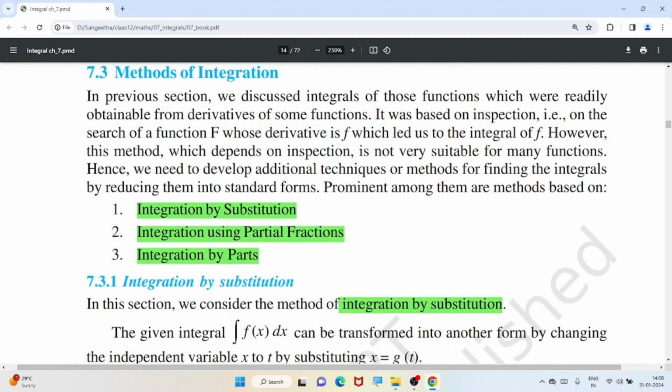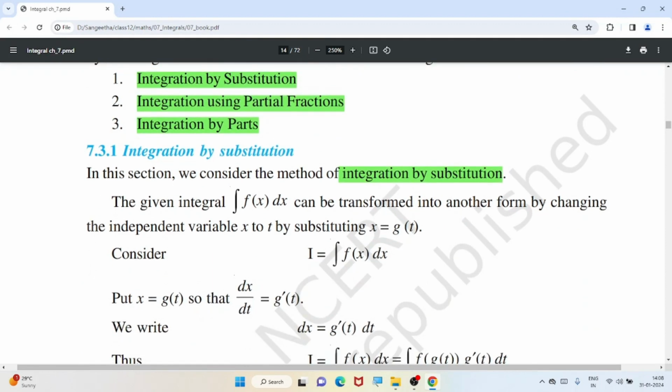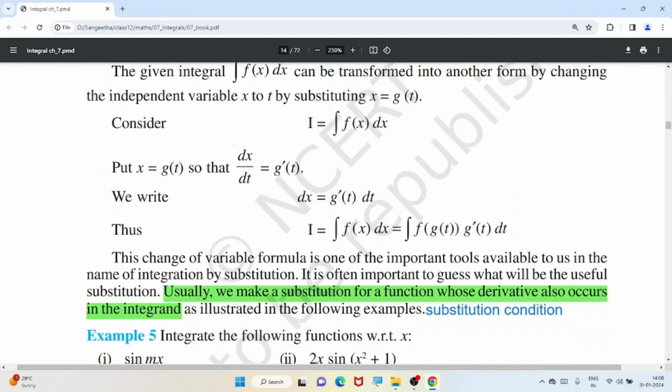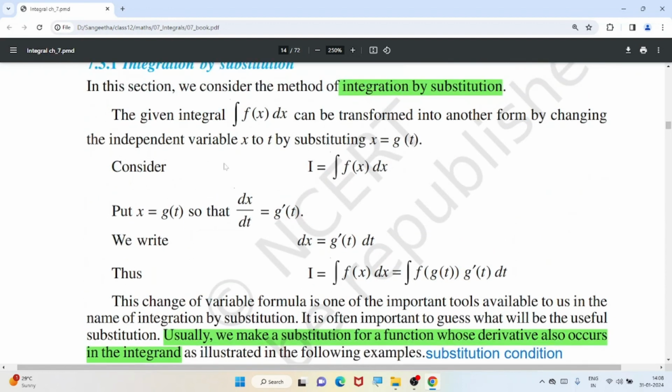The various methods of integration: integration by substitution, integration by partial fractions, integration by parts. So integration by substitution, this is the theory. Then based on the theory, there are some examples. A given integral of f of x dx can be transformed into another with a new independent variable by substituting x equal to g of t. So now if you solve one example, then you will understand this theory.